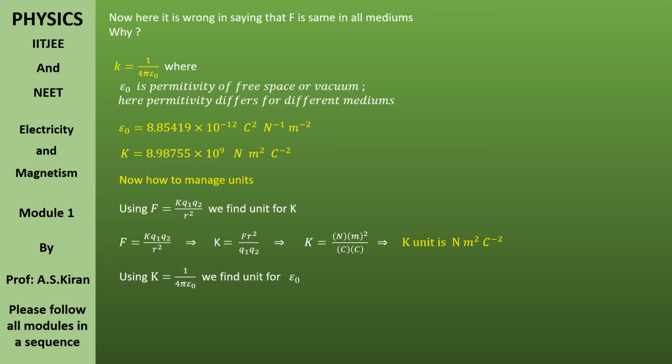Now, using K equals 1 by 4 pi epsilon naught, which we already know, we find the unit for epsilon naught.